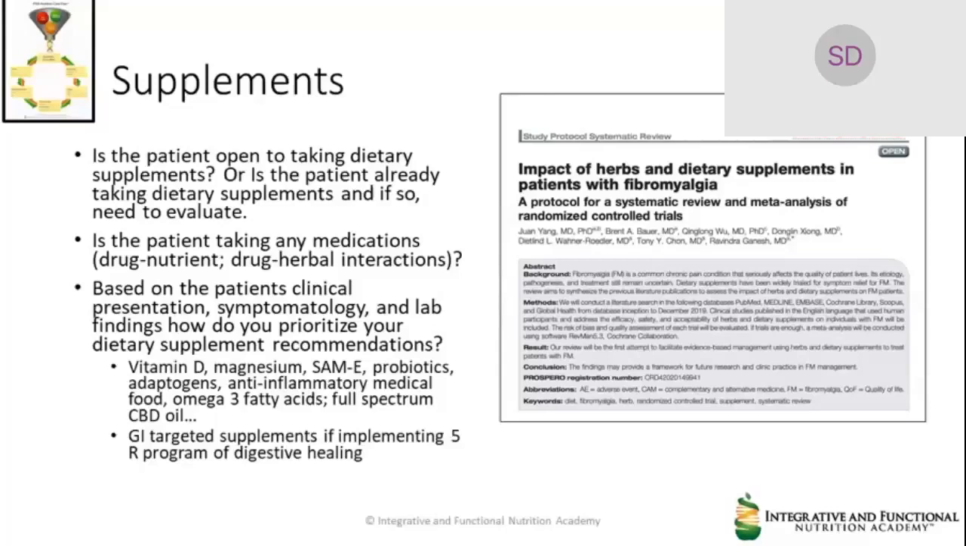And you might want to, if the patient's already taking dietary supplements, obviously you want to evaluate that. You want to evaluate what they might need to keep, what you look at and say, okay, this is good, what might need to go, and where you might want to make changes.